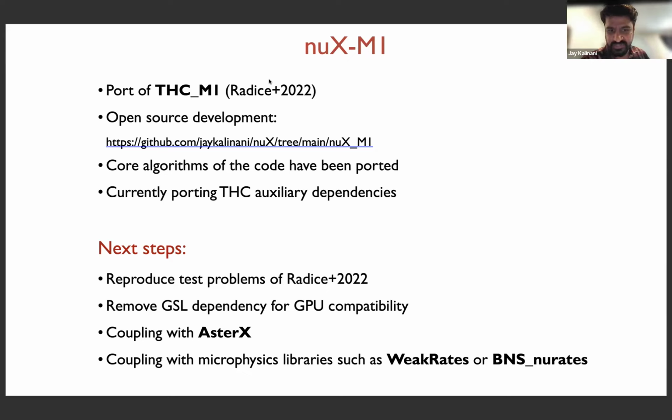One of the other elements is to have a microphysical library that provides the rates for different interactions, for scattering, absorption, etc. These libraries are typically publicly available, such as WeakRates or BNS nu rates, and we want to couple our new code to these libraries. Hopefully with that, we will be able to evolve BNS with tabulated equation of state and also include neutrino transport and GRMHD. With that, I stop here. I would be happy to take any questions, comments or suggestions. Thank you very much.